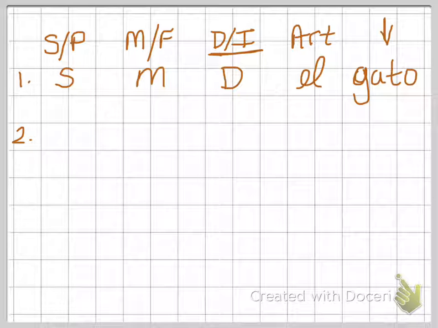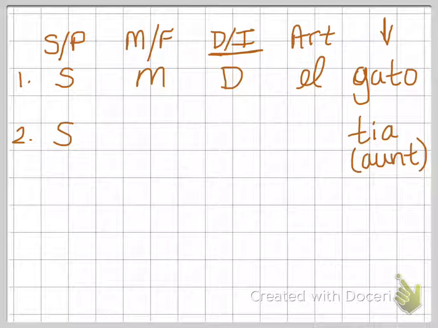Number 2. We'll do the word tía. Now, there's some important information we need to know about the word tía, and that is that tía in Spanish means aunt. Alright, and that's going to be important in just a moment. Okay, first of all, tía, we need to determine if it's singular or plural. It is singular. Secondly, we need to determine if it's masculine or feminine. Alright, because it refers to aunt, that's a female, so then we know it is feminine.